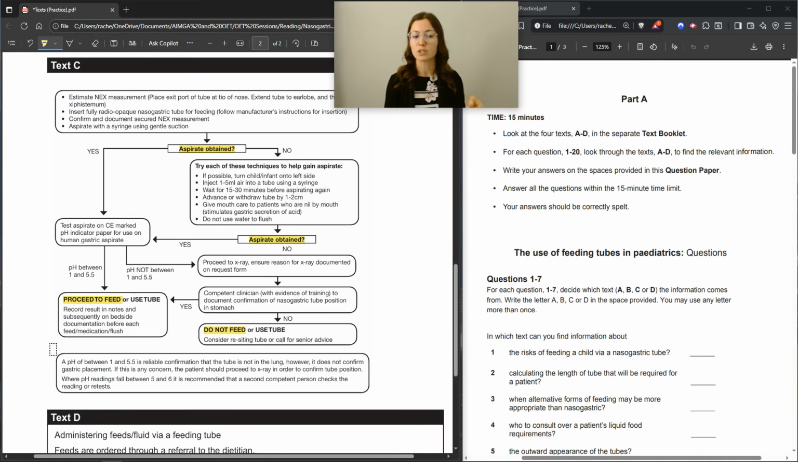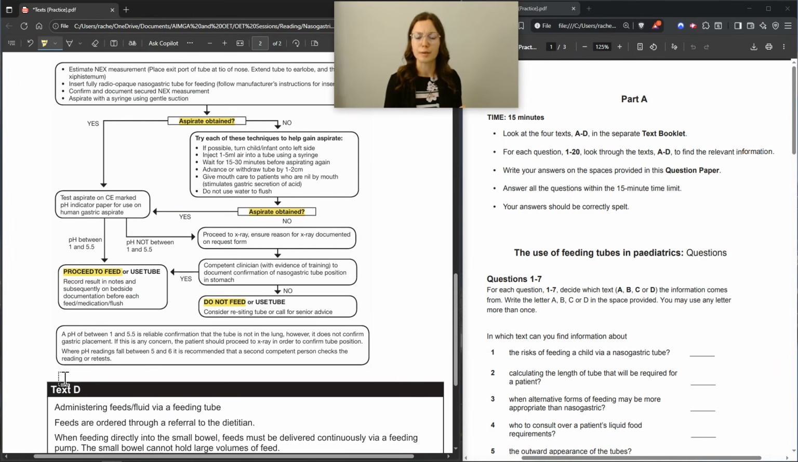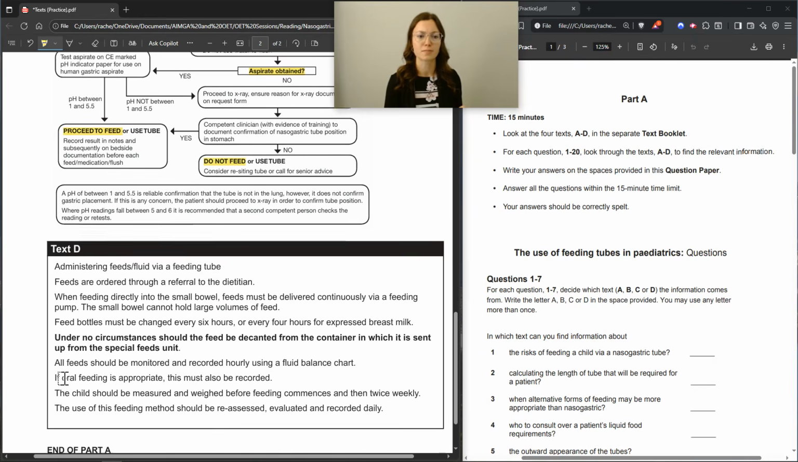However, always note if there's something at the bottom. There's often some additional information or supplementary notes, and those might have one or two questions depending on the test. So if you're not sure where to find the information, skim the notes section. They may be asking you something about that.